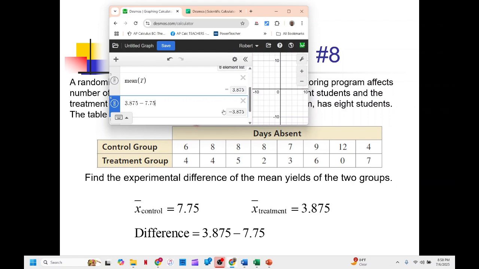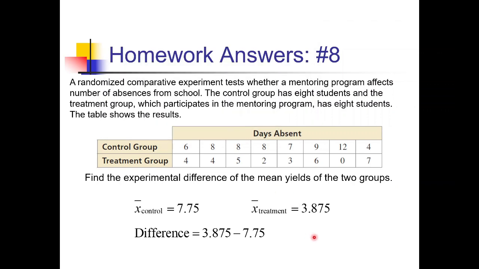And that's going to be negative 3.875, which is kind of interesting. So at least based on the results in this table, it looks like our mentoring program is reducing the number of absences by roughly 4, which, hey, maybe it's worth it.